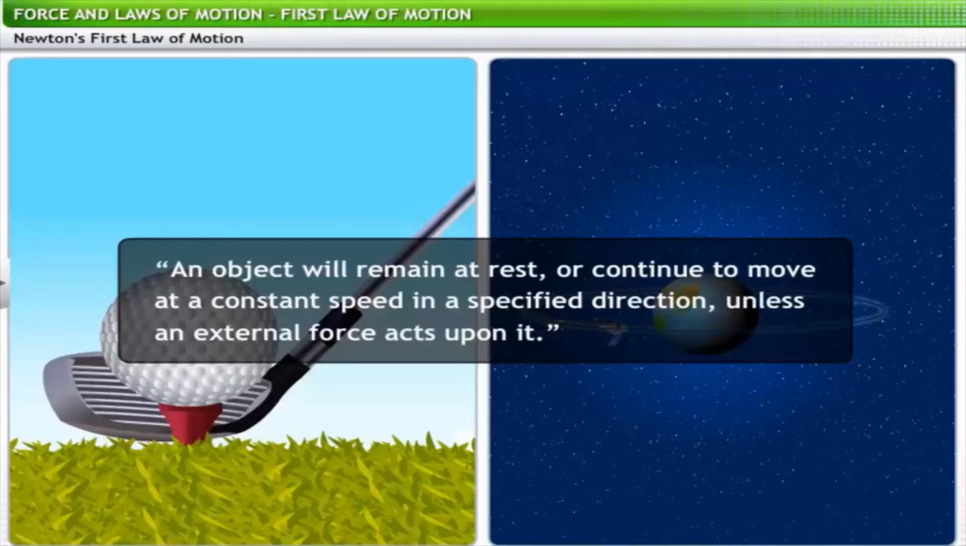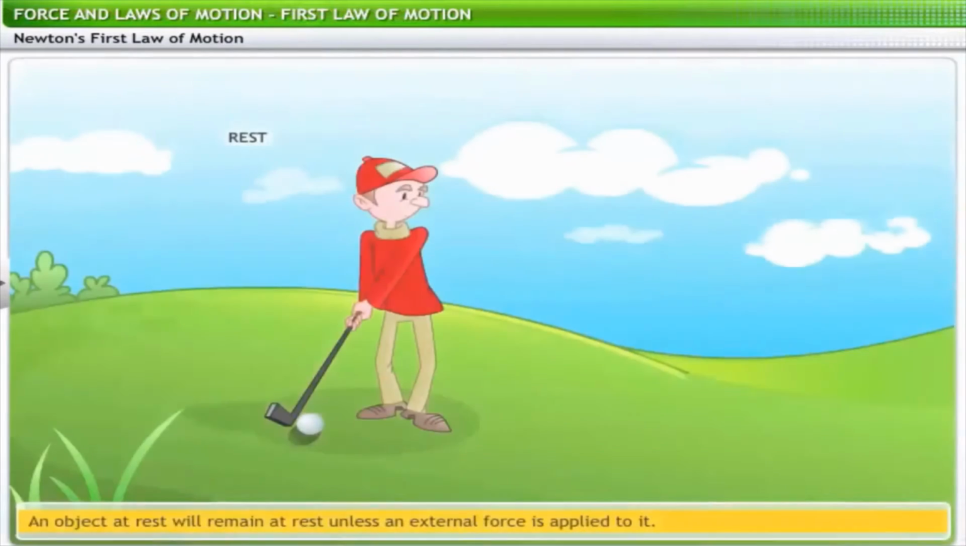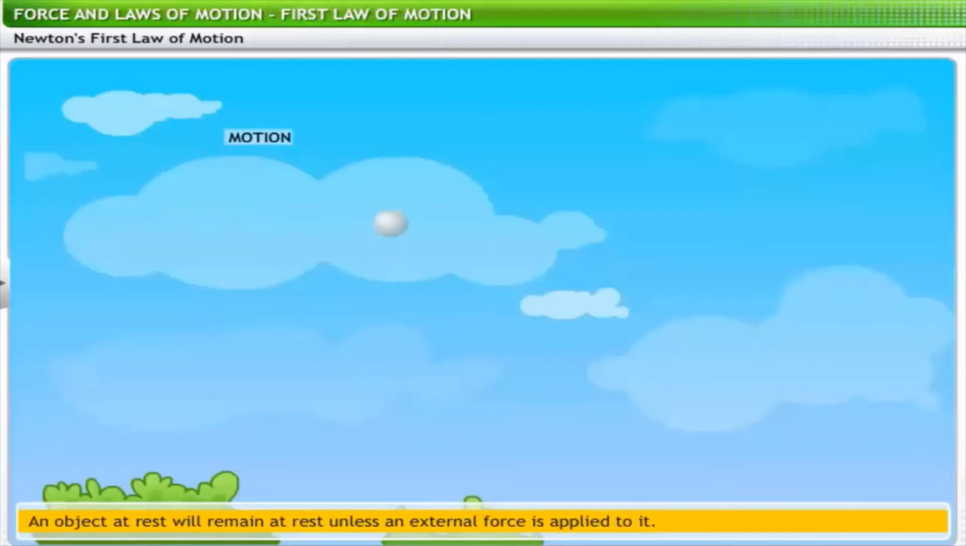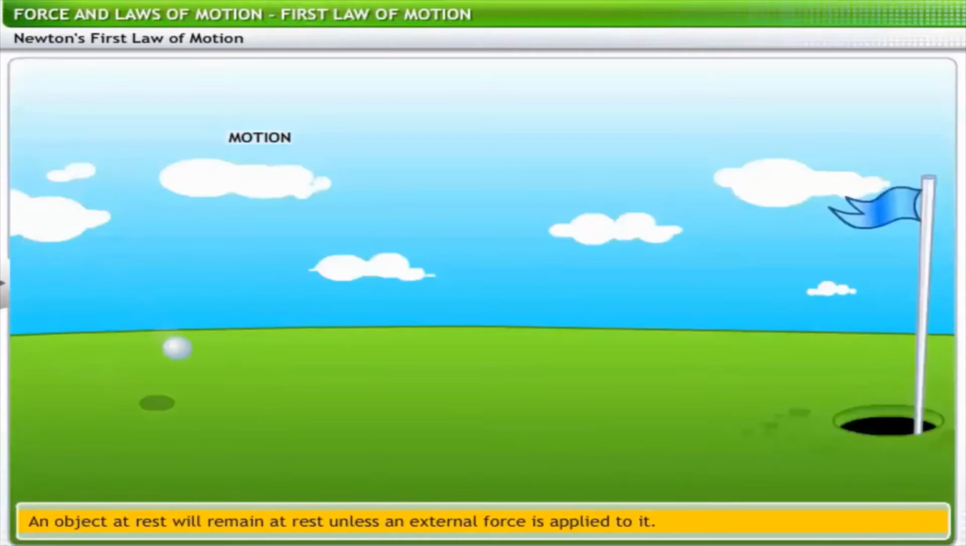There are two aspects of this law that we need to consider. First, an object at rest will remain at rest unless an external force is applied to it. All objects at rest conform to this. For example, on a golf course, a ball on a tee remains at rest until the golfer hits it. When the ball is hit, a force is applied setting the ball in motion.